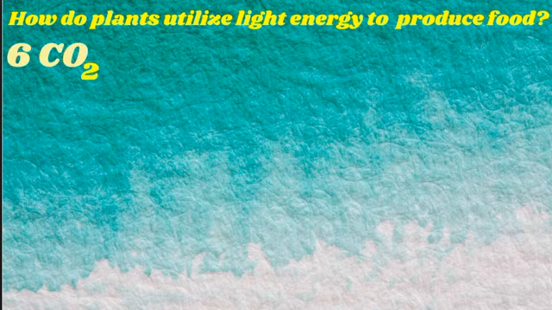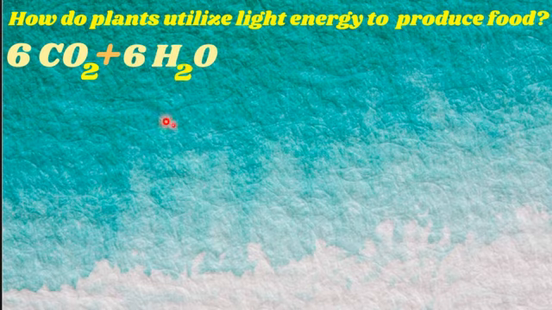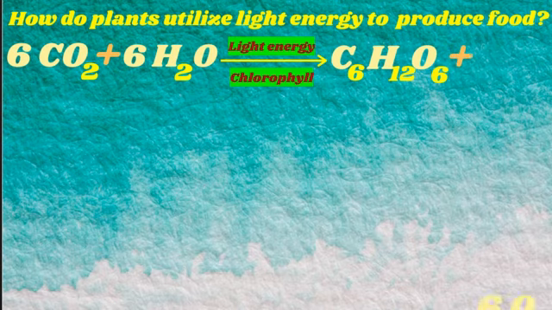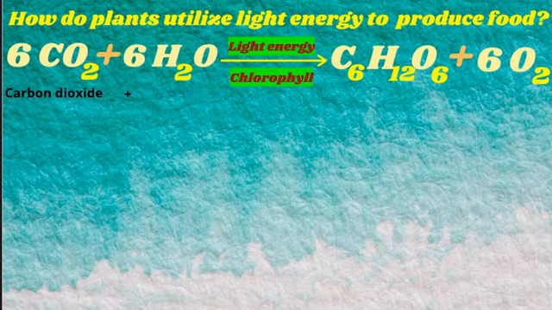And this is the general equation for photosynthesis. Six molecules of carbon dioxide will be combined with six molecules of water, and with the presence of light energy and with the help of chlorophyll, it will produce glucose, which is C6H12O6, and six molecules of oxygen gas. Again, carbon dioxide plus water in the presence of light energy and with the help of chlorophyll will yield glucose and oxygen.